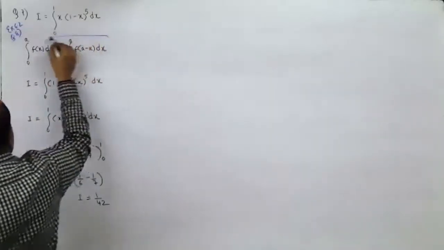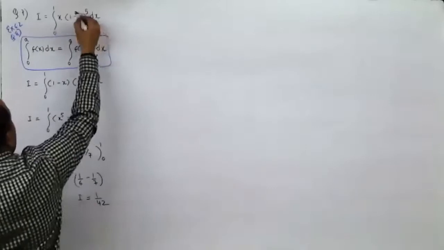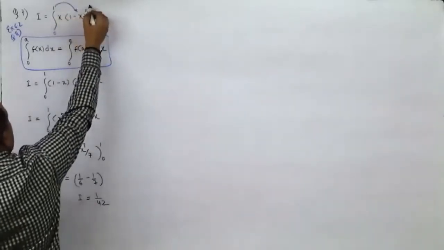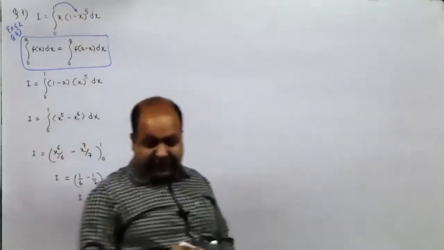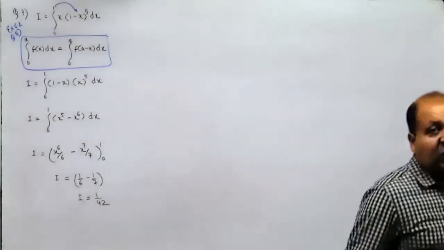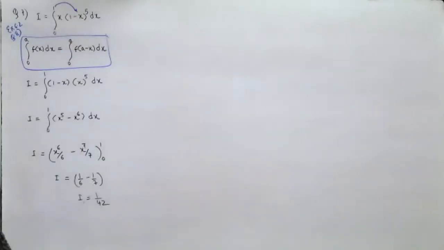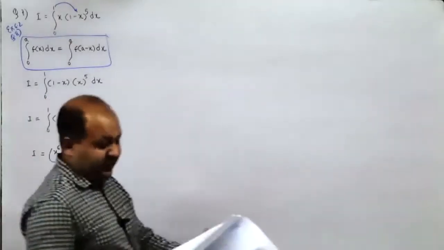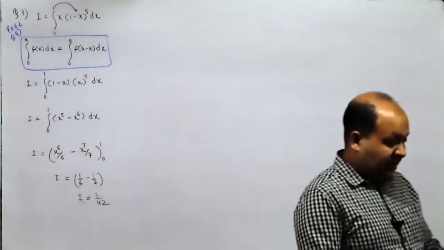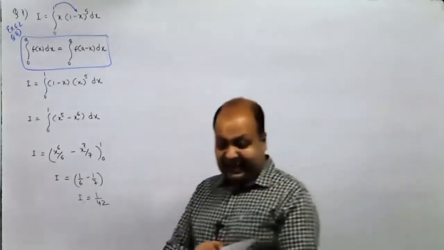How do I realize whether this property has to be applied? This is upper limit minus x raised to higher power. When you have upper limit minus x raised to higher power or upper limit minus x raised to fraction, you may use this property. It would ease up the sums. Coming to activity second question.